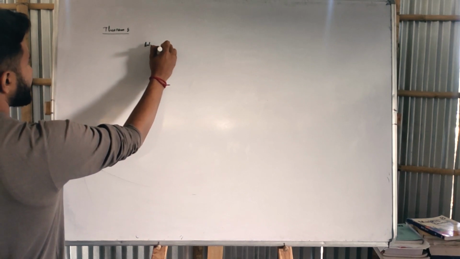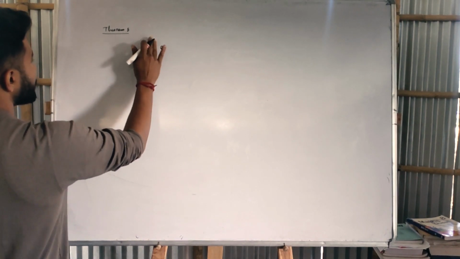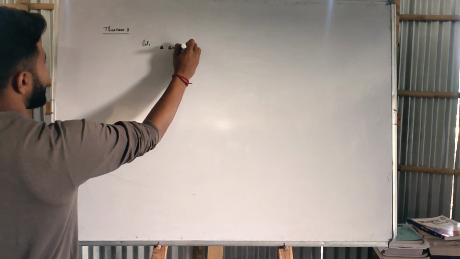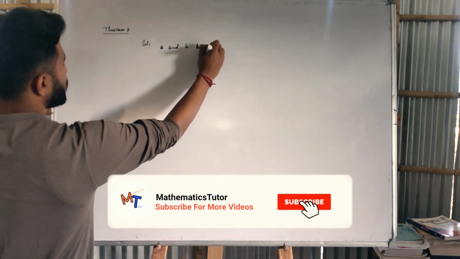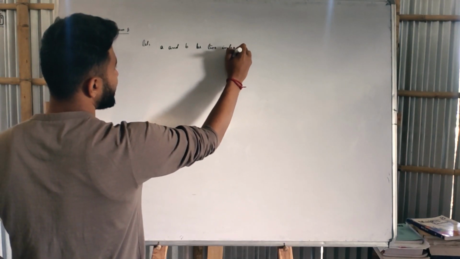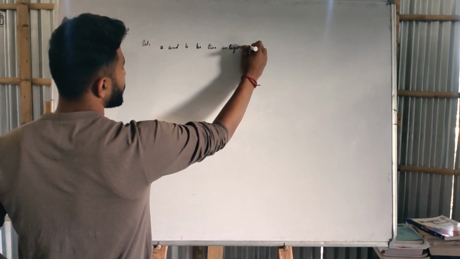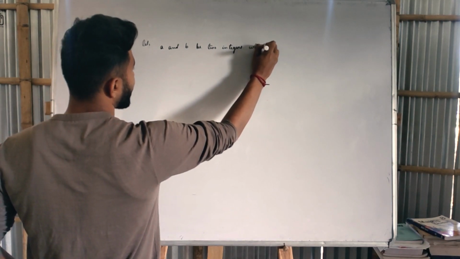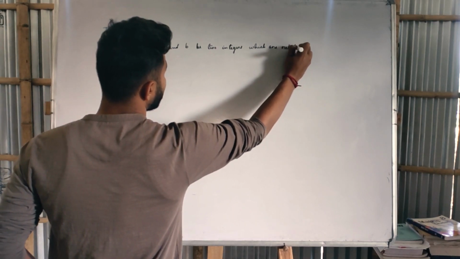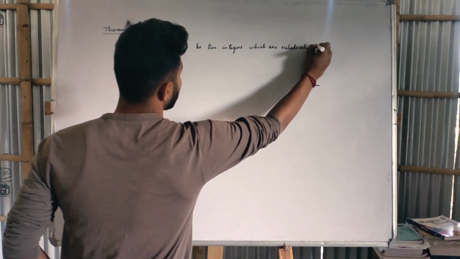Let a and b be two integers which are relatively prime.